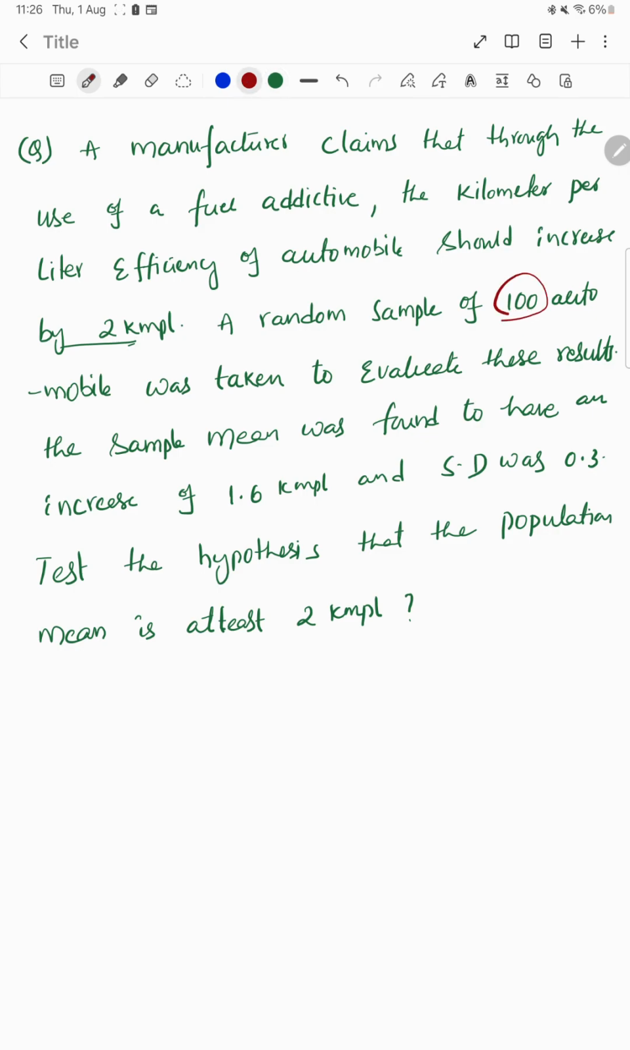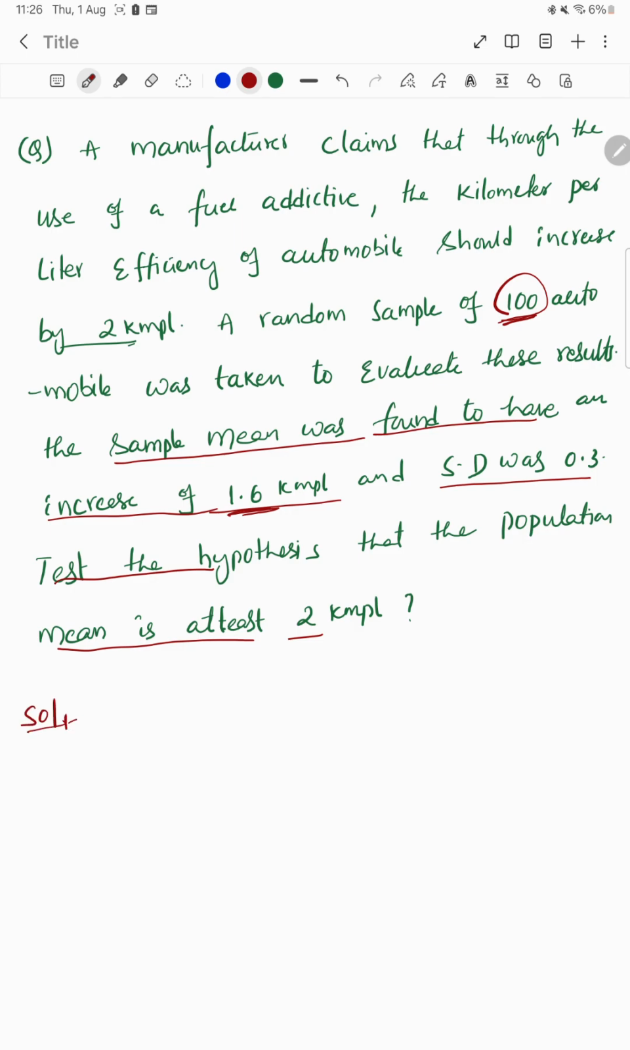100 automobiles was taken to evaluate these results, and the sample mean was found to have an increase of 1.6 kilometers. Remember, it was clearly mentioned that the sample mean was found to have an increase of 1.6 kilometers per hour, and the standard deviation was 0.3, and test the hypothesis that the population mean is at least 2 kilometers per hour. So he's asking us to test a hypothesis with how much sample? 100 samples.